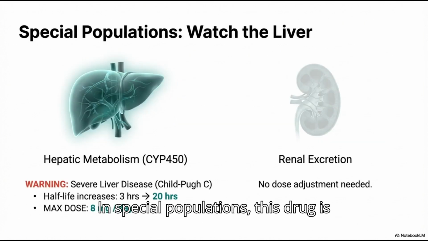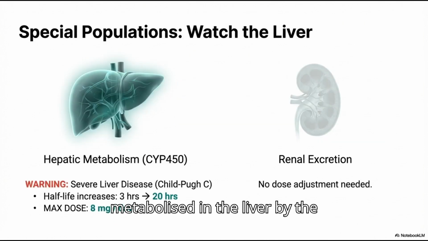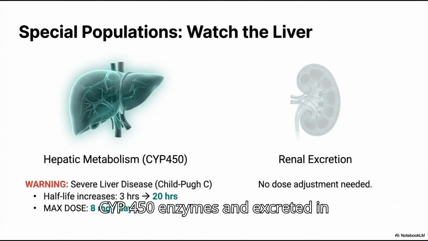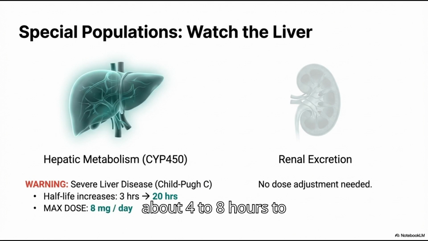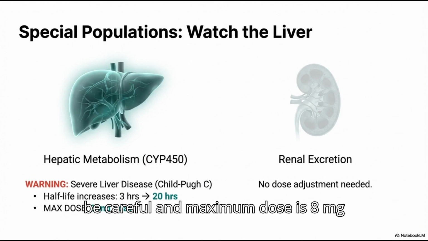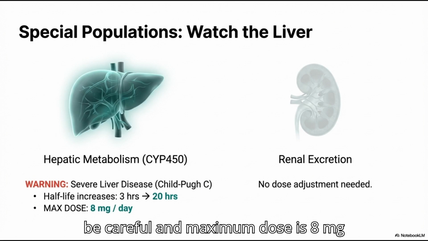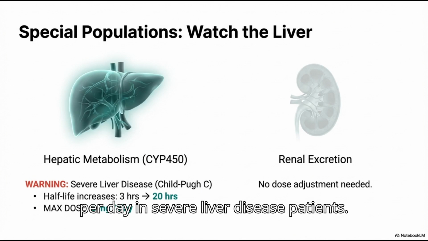In special populations, this drug is metabolized in the liver by the CYP450 enzymes and excreted in the kidney after it is metabolized. So, in severe liver disease patients, the half-life increases drastically from about 4 to 8 hours to 20 hours. Hence, you need to be careful, and the maximum dose is 8 mg per day in severe liver disease patients.